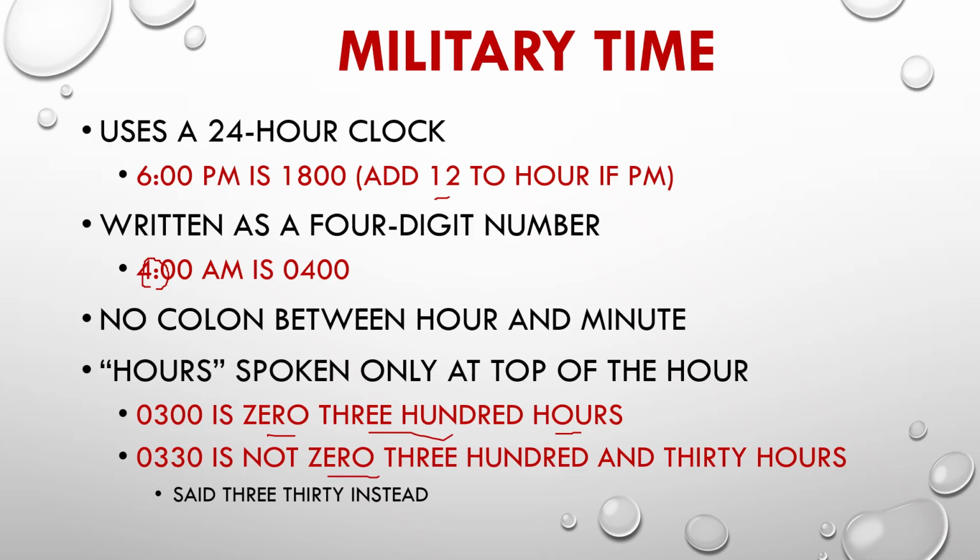So again, if it's 3 o'clock or 2 o'clock or 1 o'clock, we say 0, 100 hours if it's 1 a.m. If it's 1:15, we write 0, 1, 15. Okay, we don't say 0, 1:15. We don't say 0, 1:15 hours. We don't say 1:15 hours. So again, understanding how to write it as well as how to say it is important.